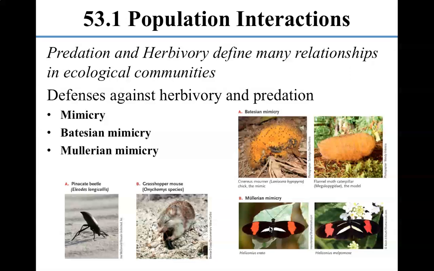Mimicry is when one species evolves an appearance resembling another species. There's two categories of mimicry. There's Batesian and Mullerian. In Batesian mimicry, a harmless species, or a species that can be eaten, resembles a harmful or a poisonous one. So in this example, we've got two species of caterpillars. This is the flannel moth, and this is the Cinereus mourner, cool name. And this one's poisonous. So it also has aposematic coloration.